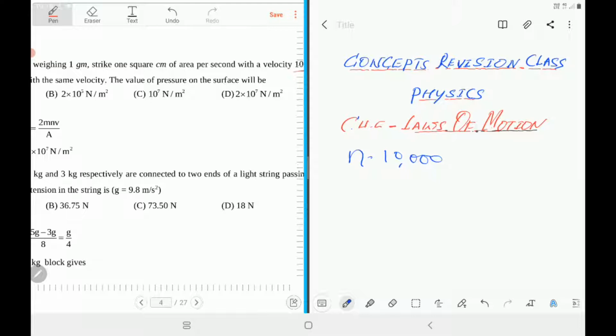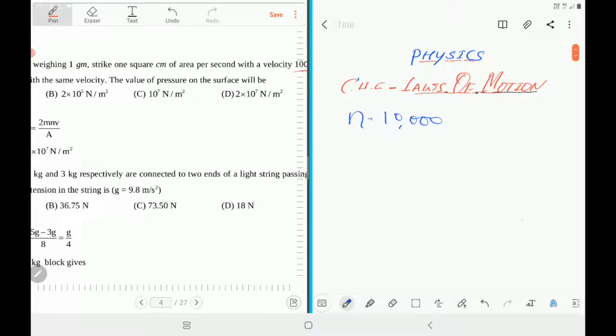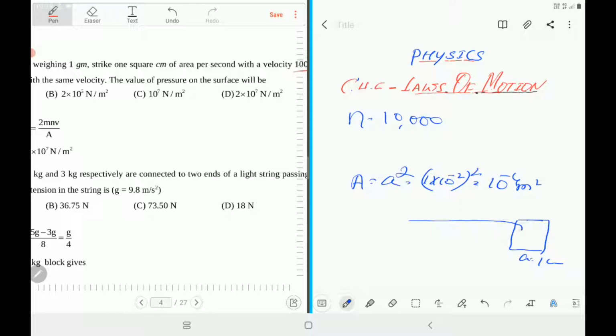Pressure is force by area, my dear students. That's why, what he says, actually there is a square area. What is a square? Square is, if side A, then what is the area? That is length into breadth. Length A, breadth also A, so it is A square. He gives side length as 1 centimeter. Therefore, 1 centimeter, if you write in meter, 10 power minus 2, that squared becomes 10 power minus 4 meter square, which is the area to which the balls are continuously striking.